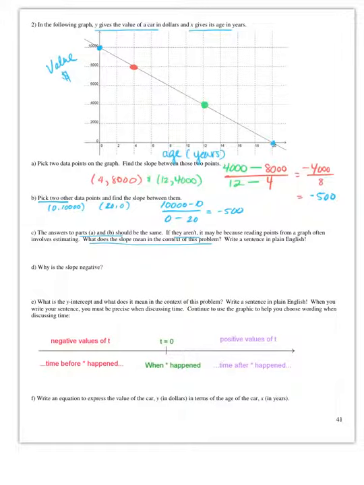Now we can write a sentence in plain English talking about it. So we're going to mention both units, the dollars over years. So each year, the value of the car decreases by $500. Or the car's value decreases by $500 each year. Either way, the slope's negative because our value is decreasing, and when we write the negative sign in English, we often use words like decreasing.